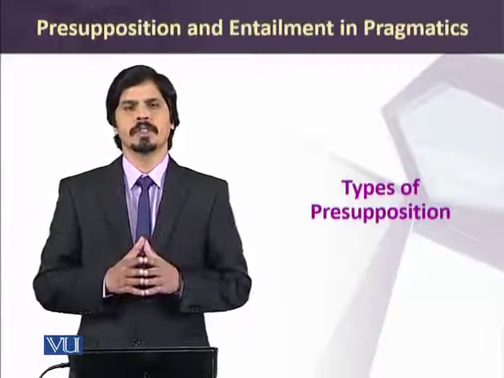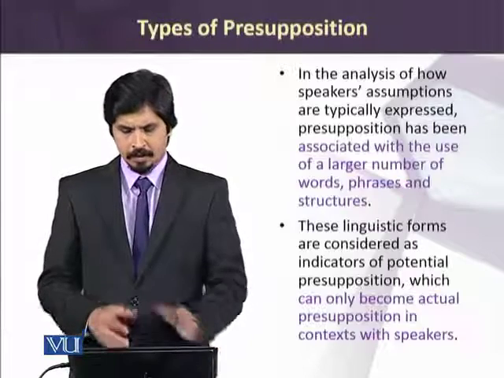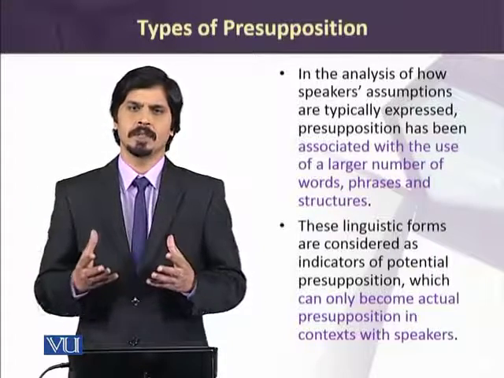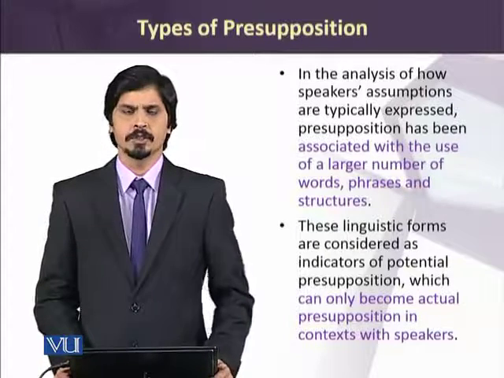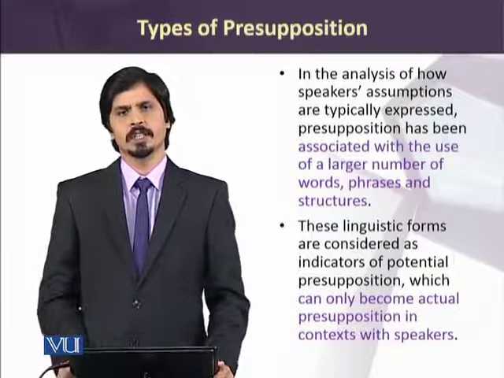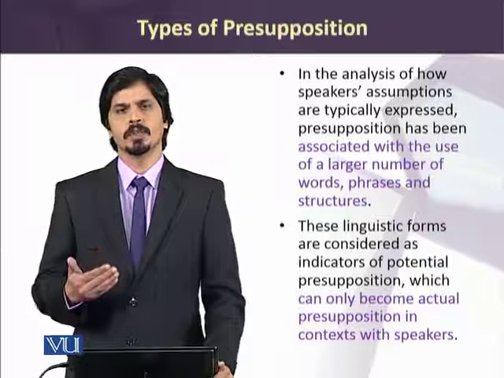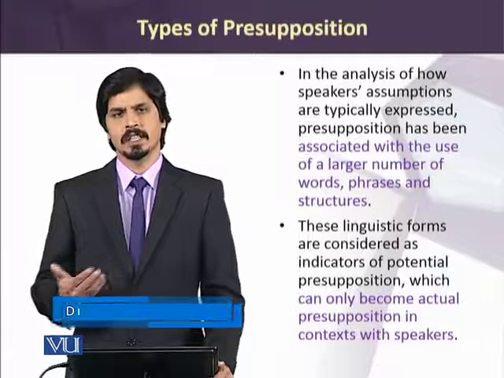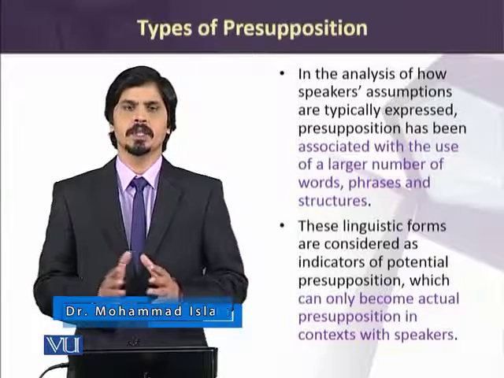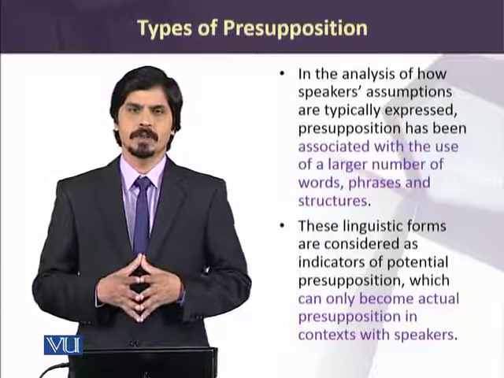Let's now talk about various kinds of presuppositions in pragmatics. In the analysis of how various assumptions of the speakers have been analyzed or could possibly be analyzed, we have come to the conclusion that these assumptions or presuppositions are usually conveyed by the use of various kinds of linguistic items. And when we use these linguistic items, they generally convey some potential presupposition. And if we analyze the context of the speaker, these potential presuppositions may become the actual or real presuppositions.